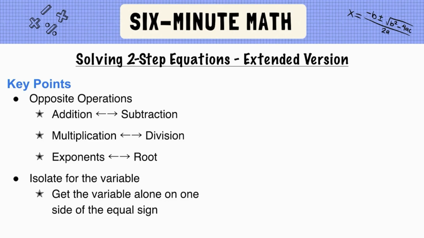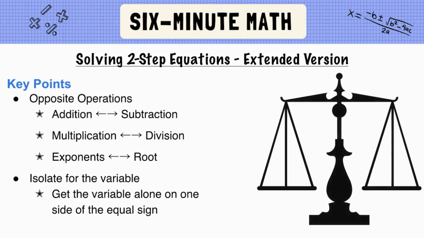Because this is an extended version, we won't have a time limit, to give ample time for understanding and process. Our key point when we are solving any equation is that we are going to use opposite operations to isolate for the variable. Isolating for the variable means we need to get the variable alone on one side of the equal sign, and the way we're going to do that is through our opposite operations.